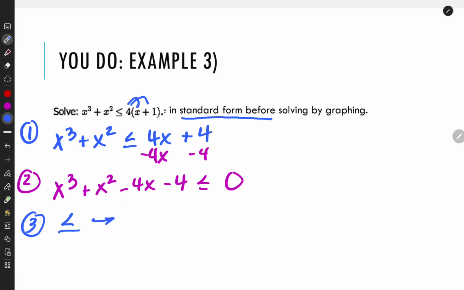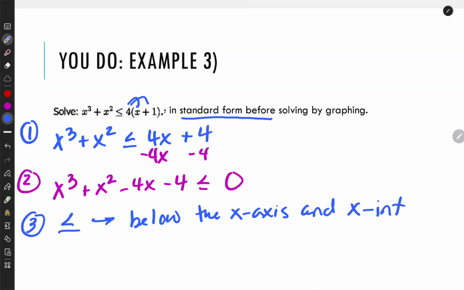So we're looking for two things now. If it's less than or equal to, we're looking for when is it below the x-axis and the x-intercepts. Okay, that's what the equal to is telling us. Because of the equal piece, we're looking for when is it below the x-axis, and we're looking for our x-intercepts because that's where our solutions lie. All right, and we're going to find those solutions and then come back and write those solutions. Okay. All right, let's go.